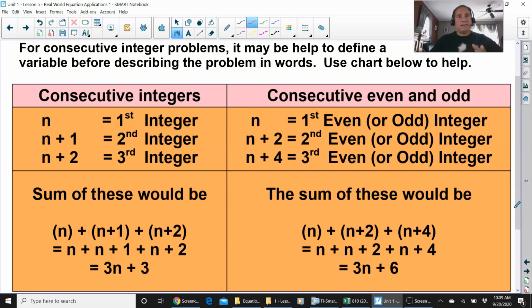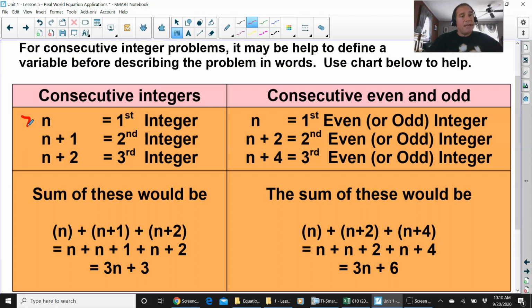If it's asking consecutive integers, we're going to use a variable n in this case. If it's asking for 3 consecutive integers, it's n, which is the first integer. Say I'm making up numbers, right? So I'll show you how this works. If n is your favorite number, my favorite number is 7, right? We're not going to go into why, but it is 7.